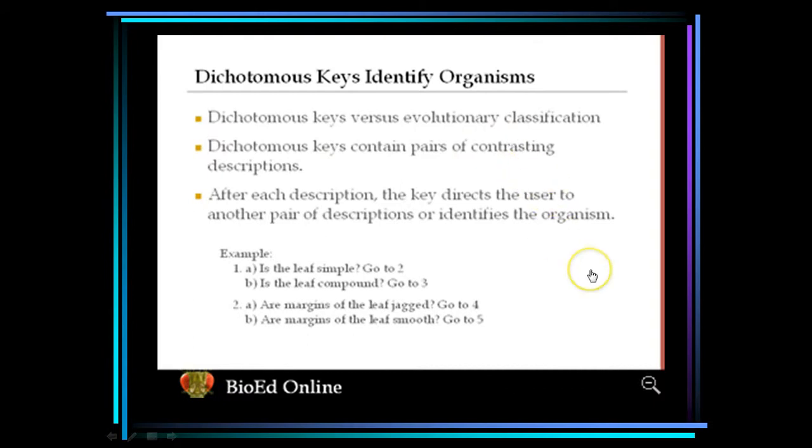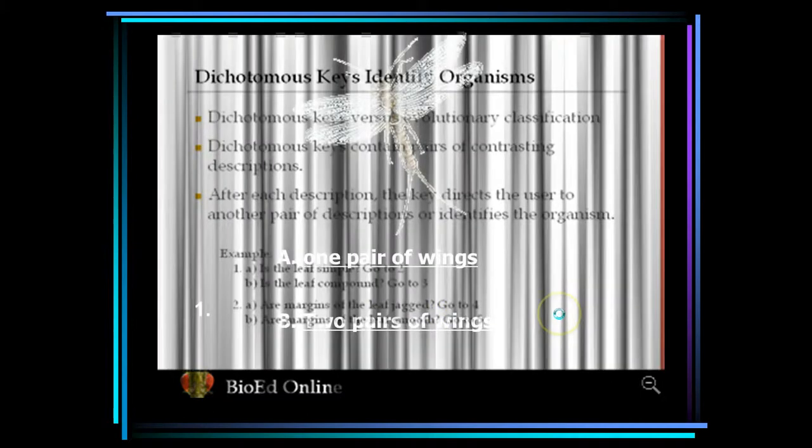Dichotomous keys contain pairs of contrasting descriptions. After each description, the key directs the user to another pair of descriptions, and you eventually get down to the identity of the organism. So, for example, the first set of statements is, is the leaf simple? You would go to number 2. If it's not simple, you choose, is the leaf compound? You would go to number 3. If going to number 2, you're given 2 more statements. Are the margins of the leaf jagged, or are the margins of the leaf smooth? And then it directs you to the correct next statement.